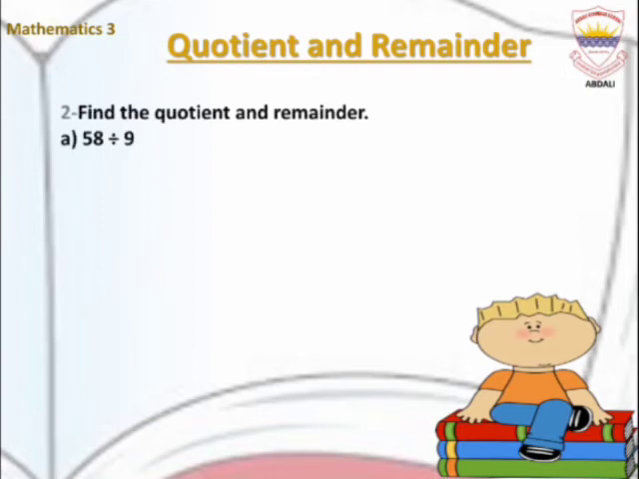Now student, let's start to solve our second example. Our question is find the quotient and remainder. 58 divided by 9. Student, now we recall the table of 9.